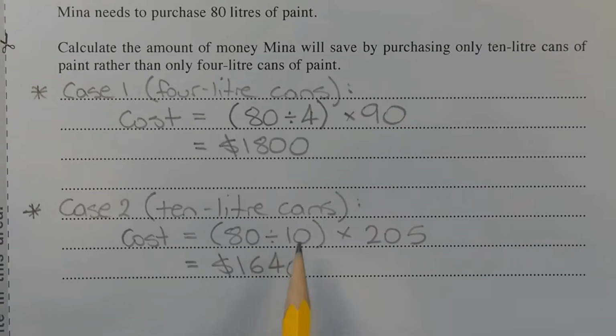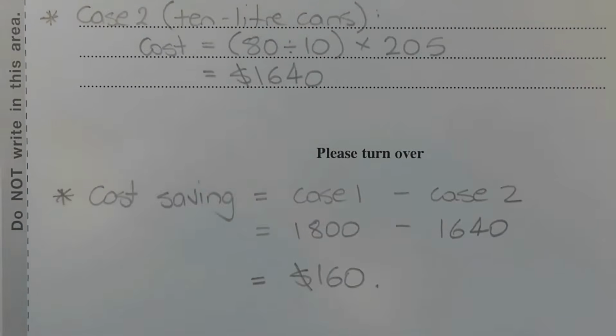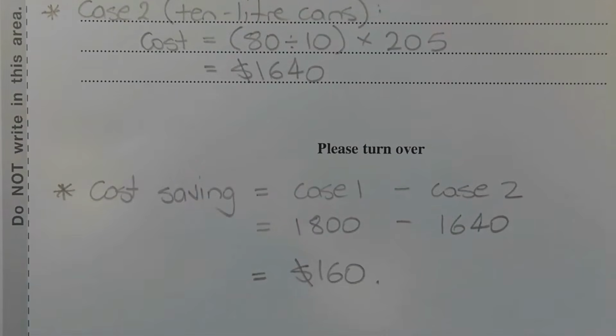80 divided by 10, so 80 litres of paint that we need in total, and there are 10 litres of paint in each can. So 80 divided by 10, of course that's 8. Multiply that by the cost per 10-litre can, which is $205, and we get $1,640.